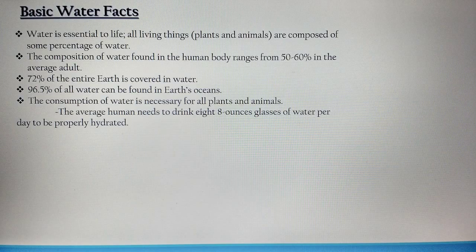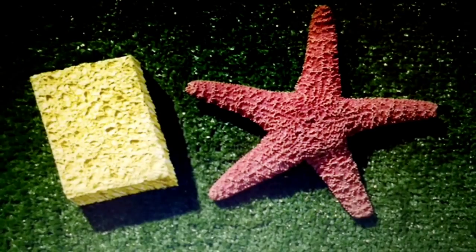96.5% of all water can be found in Earth's oceans. The consumption of water is necessary for all plants and animals. The average human needs to drink eight 8-ounce glasses of water per day to be properly hydrated. And for all you marine creatures, if you didn't have water, well, then you'd end up like this.